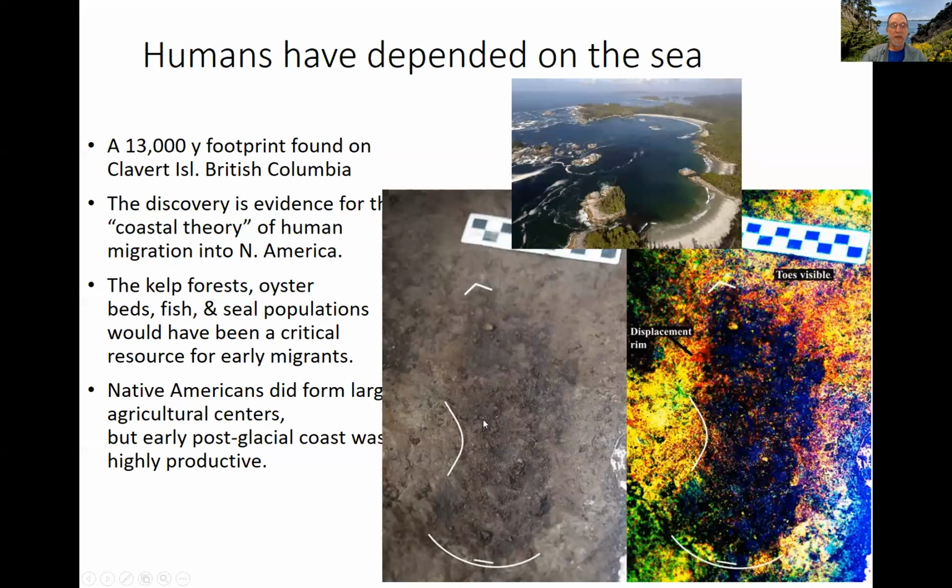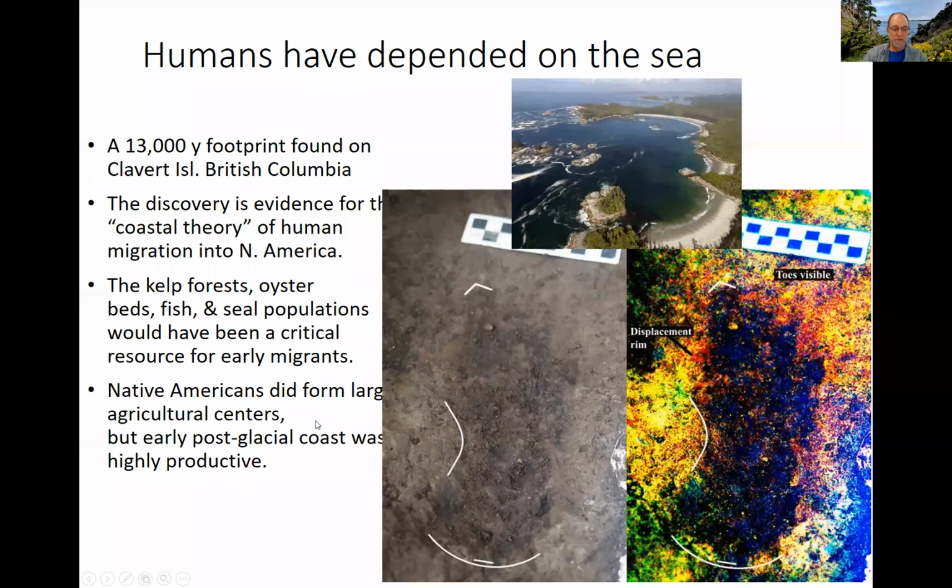Another theory suggests that they may have followed the coasts. This coastal theory of human migration would have been an effective way for early humans to have survived, because there's plentiful food. The climate along the coasts tends to be more moderate than inland, where severe winters could have affected survival. There's a lot of, you know, kelp forests, oyster beds, seal, fish populations that would have been potential food supplies.